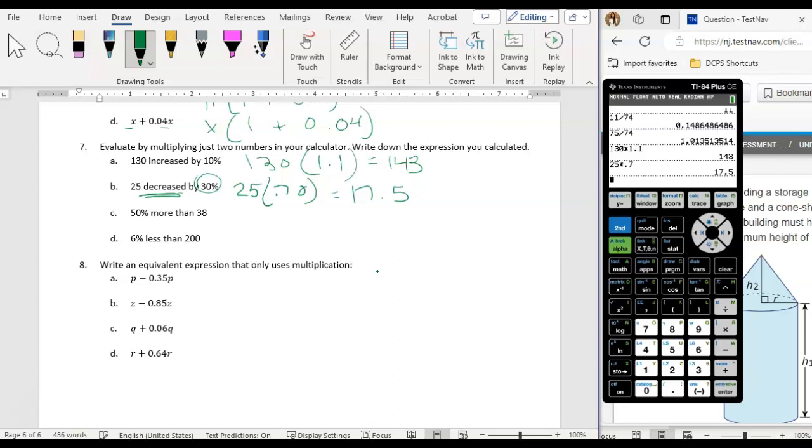50% more than 38. So in this case, we have 38 times 1.5. Sorry, my kids are playing and they're being very loud.